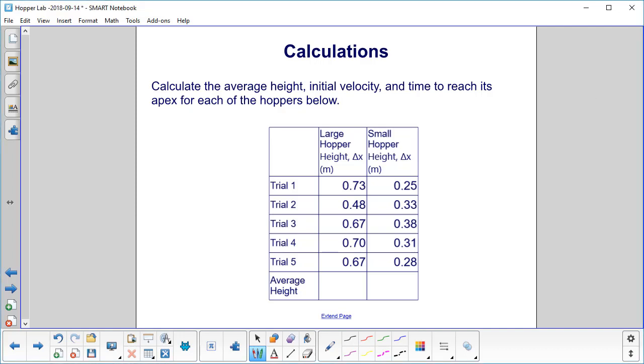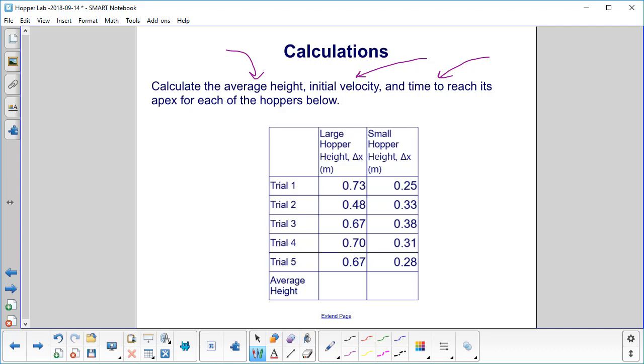Here's how we do the calculations. And our job will be first to calculate the average height, then we'll find the initial velocity, and then finally we'll find the time to reach the apex for the two hoppers below. So we'll be going through these calculations, and what you should do is try it out first, so you'll have to pause the video, and then when you're ready, go to the next slide and you can progress through the slides in that manner.